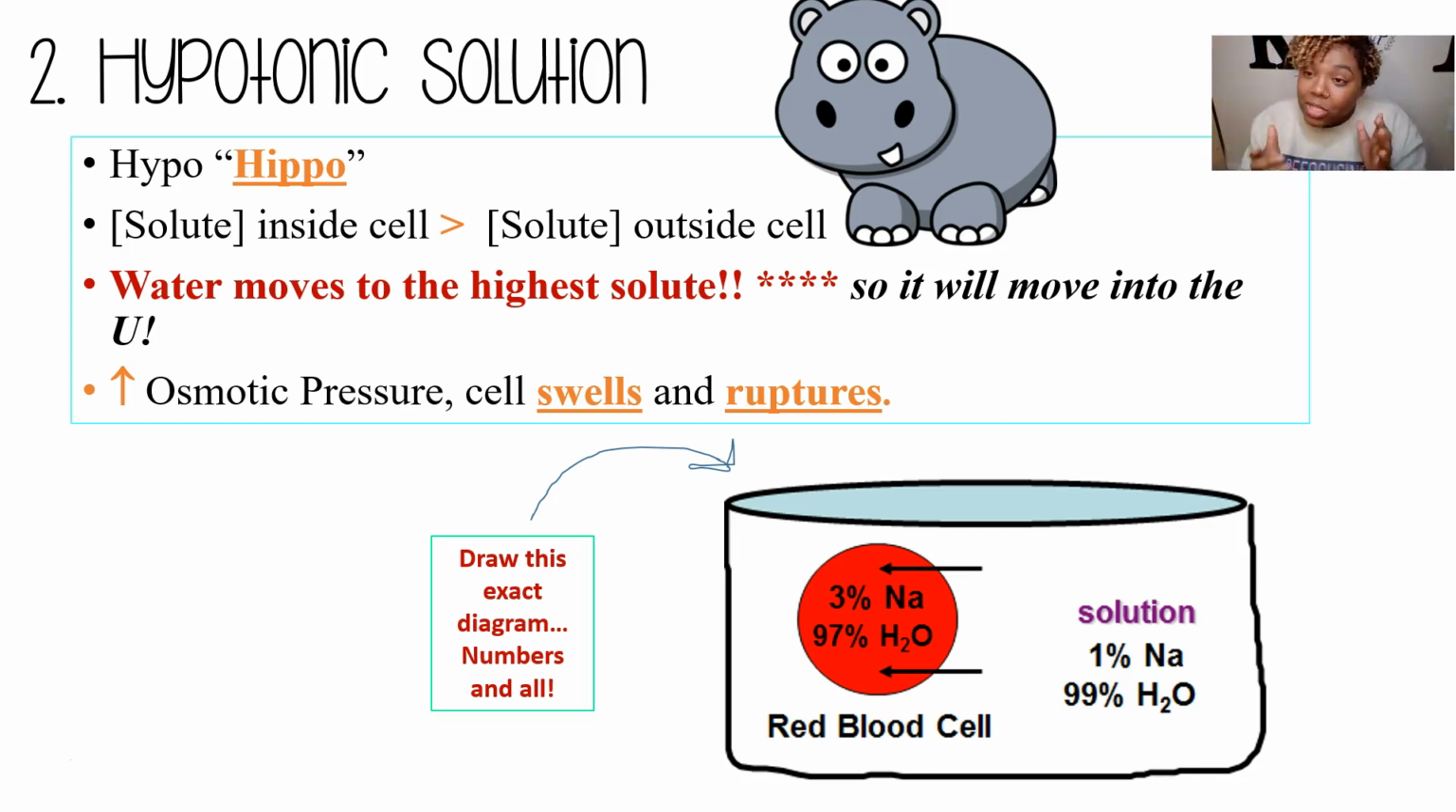So what does that mean? That means wherever there's the most particles, the water wants to move there because it's way too flooded. Let me ask you this. What happens when you put way too much sugar inside of your Kool-Aid? What do you have to do?